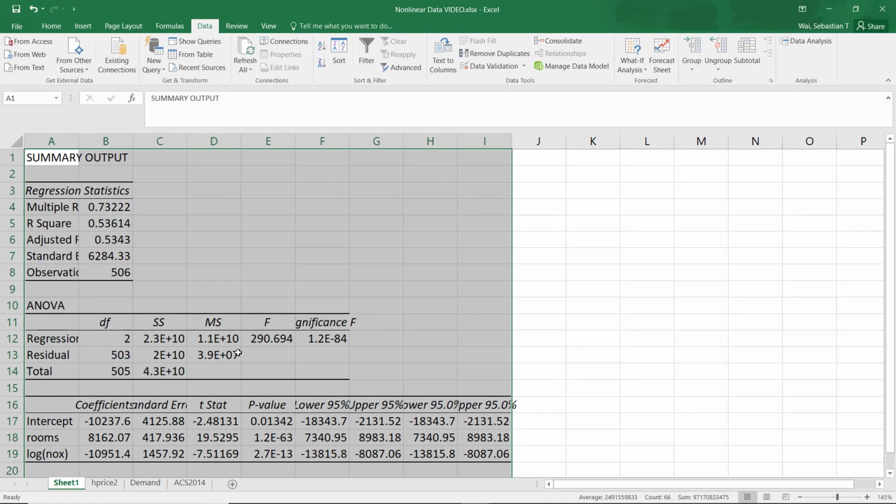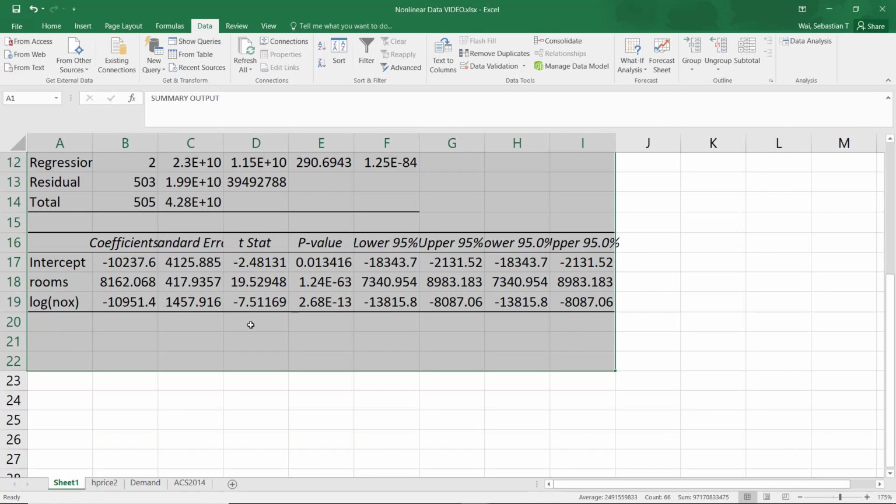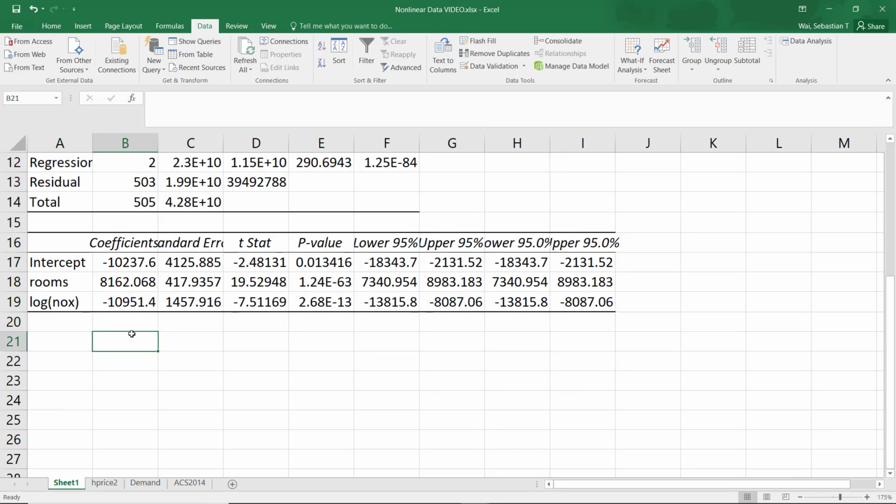Let's take a look at these results. Remember that our dependent variable here is price with no log on it. So the relationship between price and rooms is a level-level relationship. Each room added to the house is going to add about $8,000 to the price.